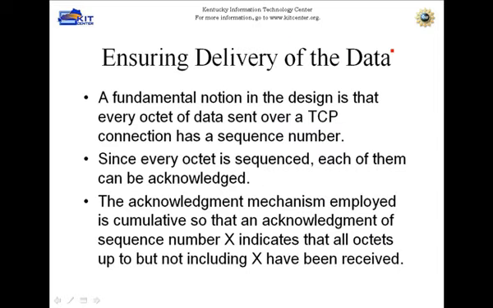Ensuring the delivery of the data, one of the fundamental concepts in the design of TCP is that every octet, or every byte of data, sent over a TCP connection has a sequence number, and since every one of these bytes is sequenced, each one of them can be acknowledged. Now, we don't typically acknowledge every one, but if you remember my example a while ago, if I acknowledge 101, that's telling you that I've received up through 100.